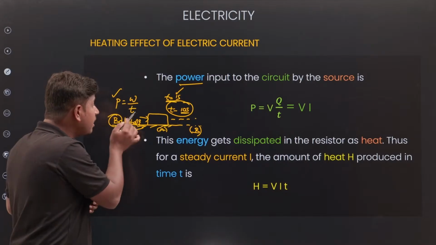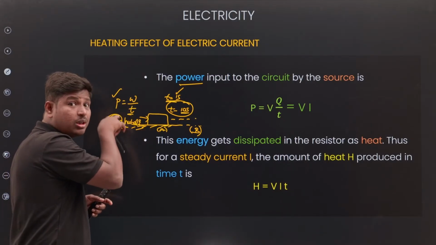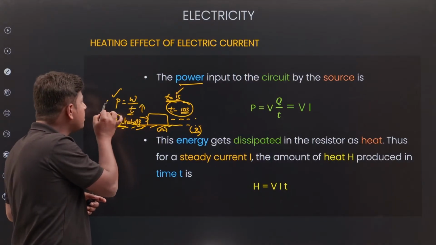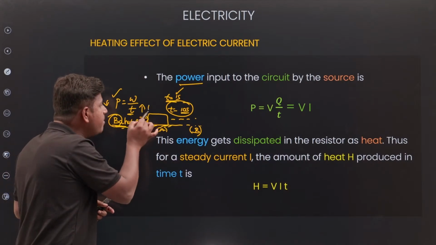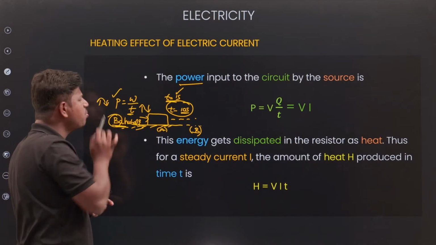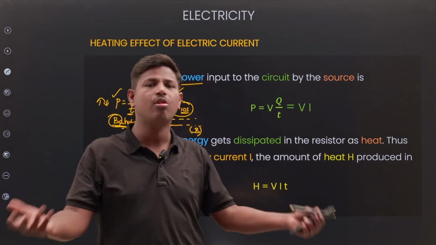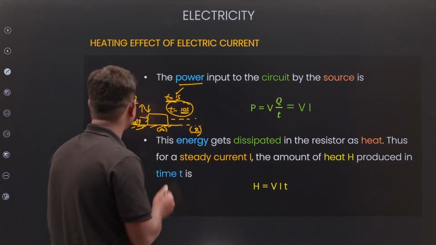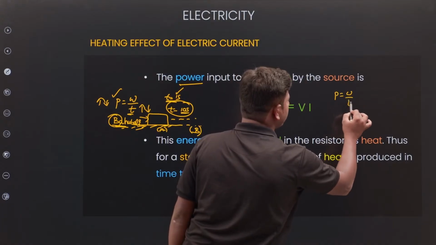See, power and time are inversely related. If time increases, power decreases. Time decreases, power increases. Simple. I take more time, I have less power. I take less time, I have more power. So power is equal to work done by time.